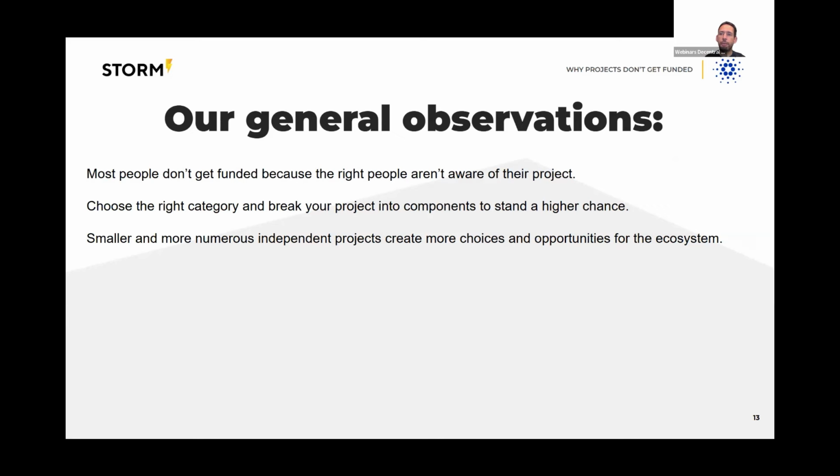Overall, when looking at people who stick with the ecosystem and stick with multiple submissions over multiple funds, what I've found is that people get better at putting projects together that speak to the community over time.